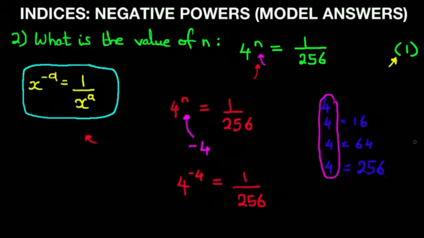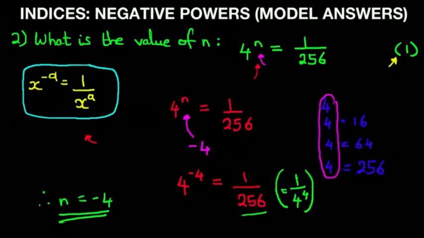We can even write this in a slightly different way. I'm just going to change colors on this just to make it clearer. 1 over 4 to the power of 4. Let's put an equal sign there. So 4 to the power of minus 4 equals 1 over 4 to the power of 4. And 4 times 4 times 4 times 4 is 256. So therefore, n equals minus 4. And that is our answer.